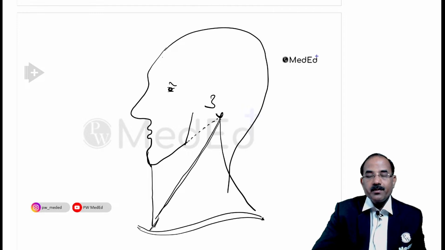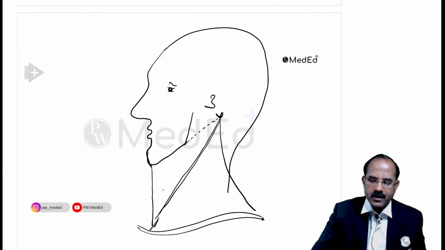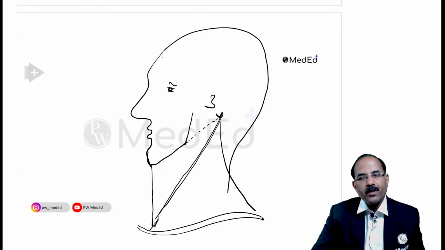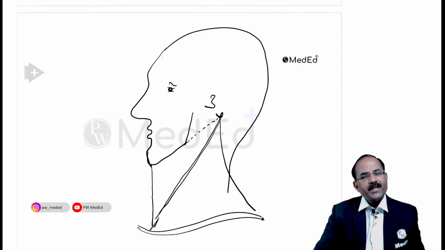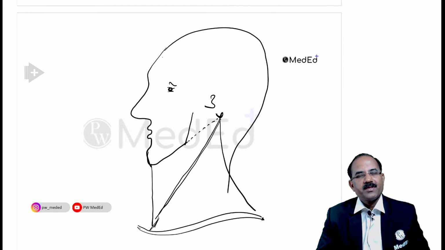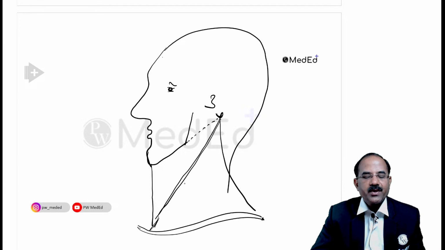This is a line drawn from the angle to the mastoid process. So this is the neck. What are the boundaries of the neck? Anteriorly is the midline of the neck. Posteriorly is the trapezius. Below is the clavicle. Above is the mandible, and the line joining the angle to the mastoid process. This neck is divided into 2 triangles by the sternocleidomastoid.